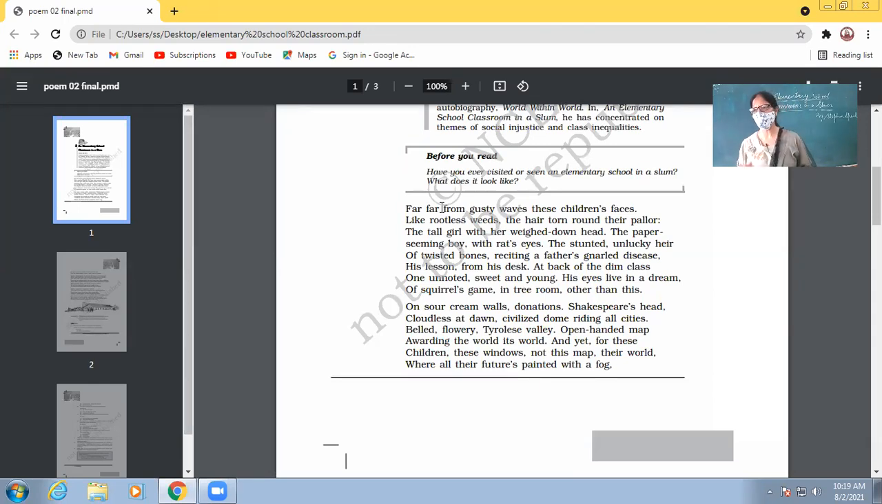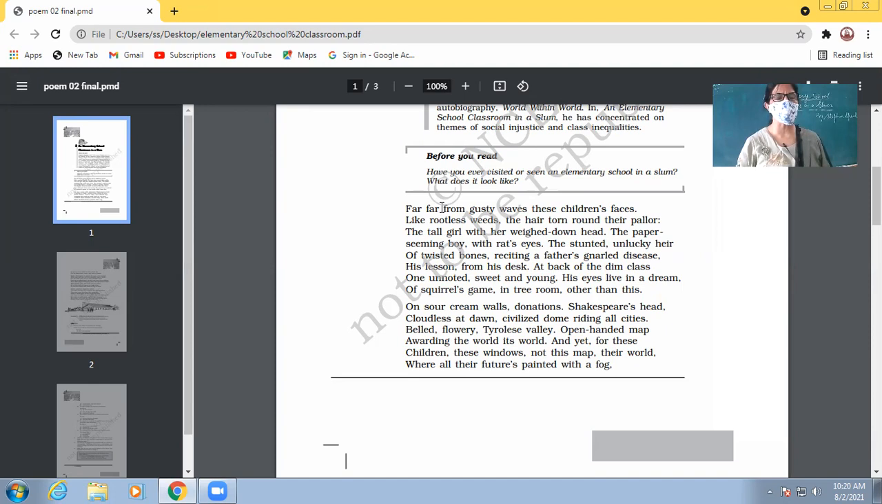So let's understand the words rootless and weeds. Rootless is something which has no background, no belongingness. Children have roots. Parents are the roots of children. Okay, the society is the root of the child, the society or the country or the place where the children are born. That place, that home is their root. So these children are rootless. It means that these children are unwanted. They are here without any requirement.